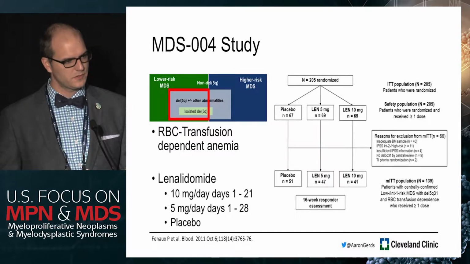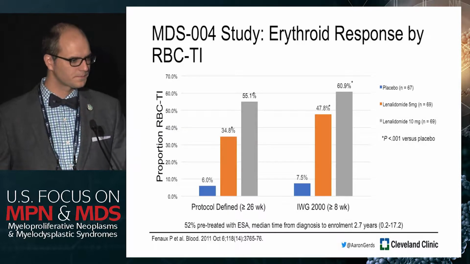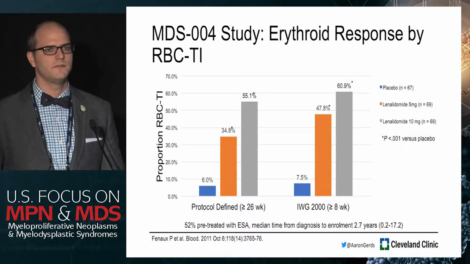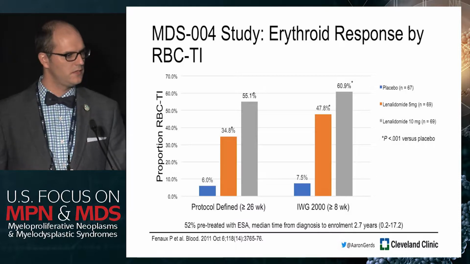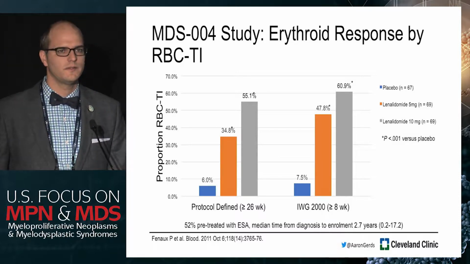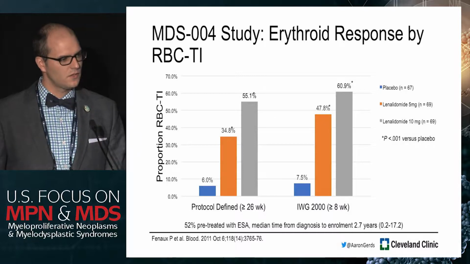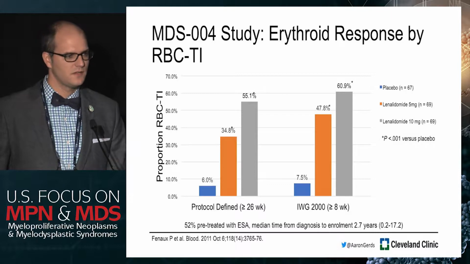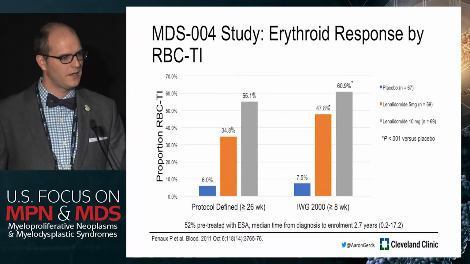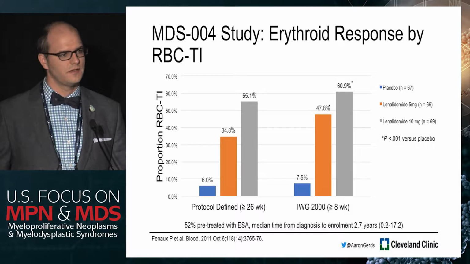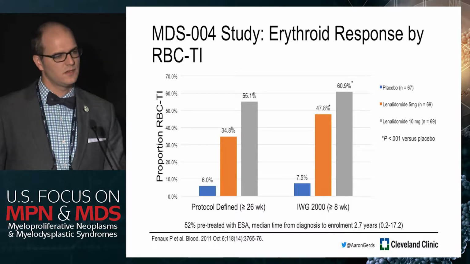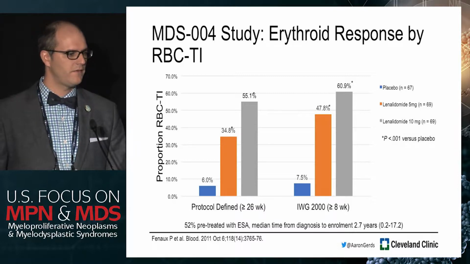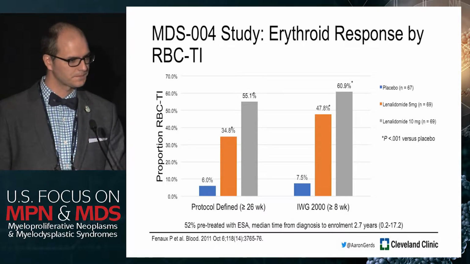So some of the time points were a little bit earlier on in this study. But here's the top line result. These are patients who became transfusion independent. Again, transfusion dependent to transfusion independence. And the numbers were pretty similar to what we saw in the MDS 003 study. So as the protocol-defined definition of red cell transfusion independence, 55% of patients achieved that on the 10 milligram dose of lenalidomide. And if you look at the IWG criteria for transfusion independence, 60% of those patients achieved transfusion independence, as compared to those on the 5 milligram and placebo arms.